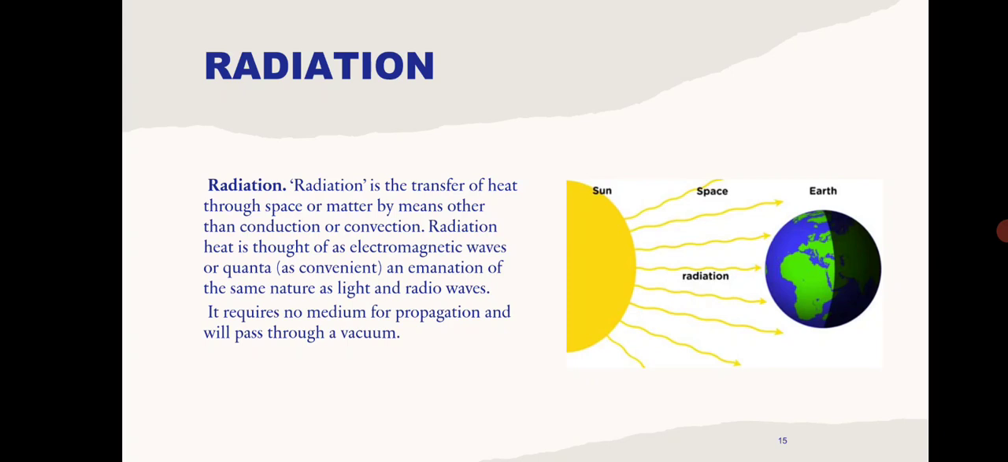In this diagram they are showing the radiation example. The sunlight rays are coming directly into space, like a vacuum. They are spreading through a vacuum and reaching the earth.